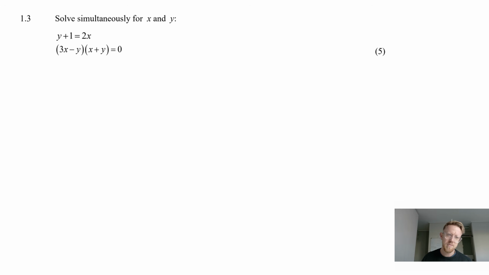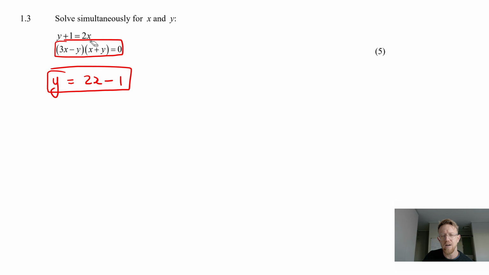Step 1 with a simultaneous equation is choose the easiest looking equation, which would be this one, and get x or y by itself. Getting y by itself is going to be the easiest, and so you're just going to get 2x minus 1. You're now going to take that and substitute it in to the places of y. If you want, we can first multiply this out and simplify it. It doesn't really matter, but I think that'll actually be easier to work with.